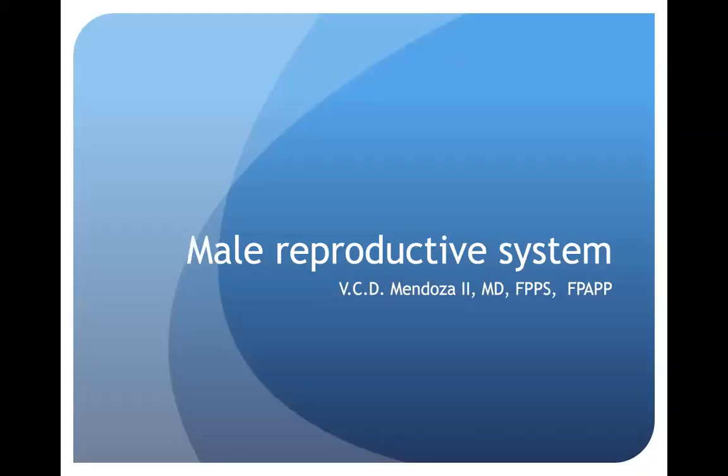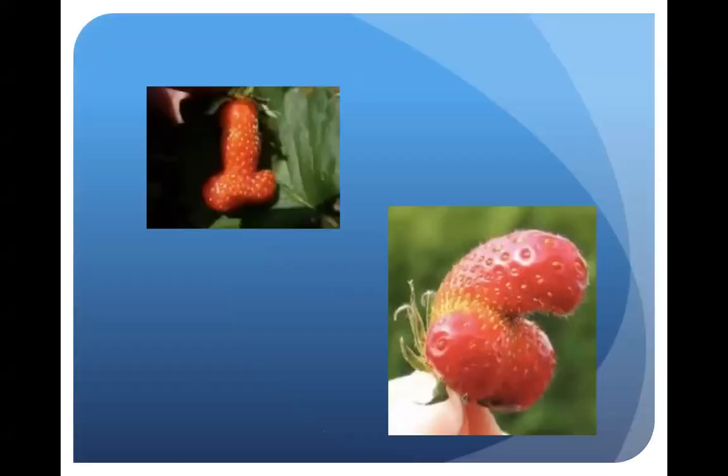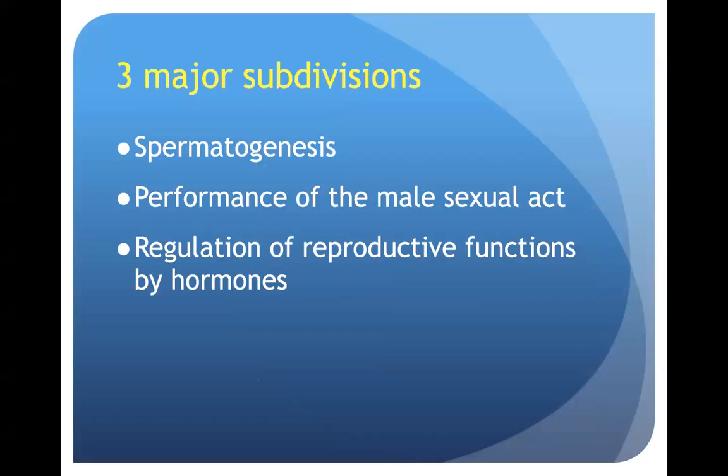So for today, we are going to talk about the physiology of the male reproductive system. Before we start, for those of you who are not familiar with how a male reproductive system looks like, ayan siya. O, diba kinabahan kayo? Anyway, today's lecture is divided into three. We will talk about first spermatogenesis, followed by the performance of the male sexual act, and then the regulation of reproductive functions by the hormones.